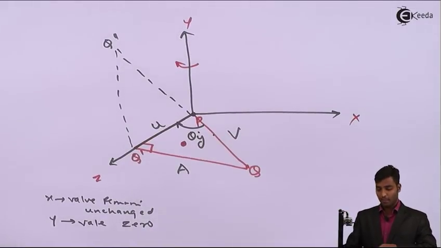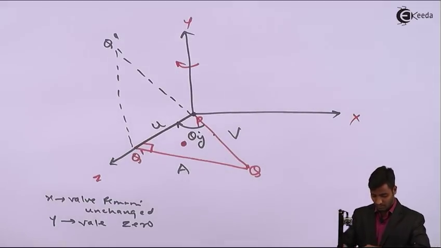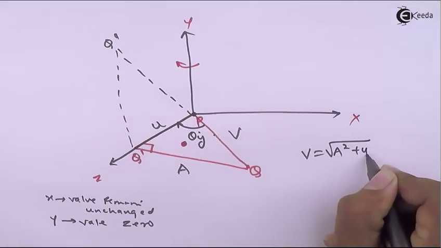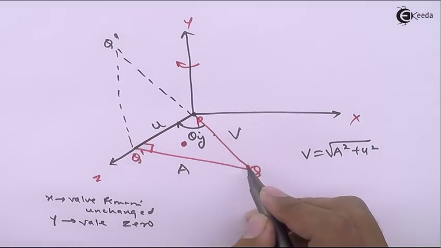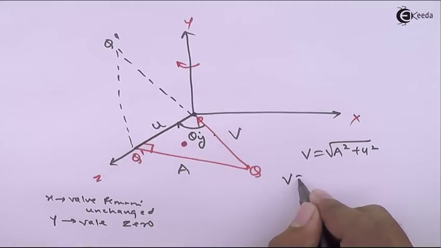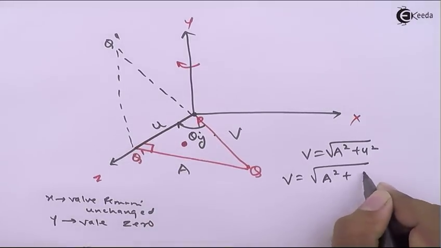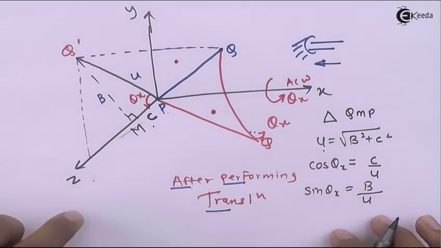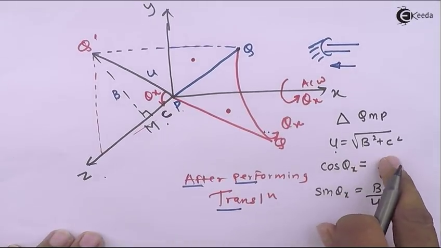So now V is equal to A square plus U square, V that is the hypotenuse, which is equal to A square plus U square. So we know that U square is B square plus C square.